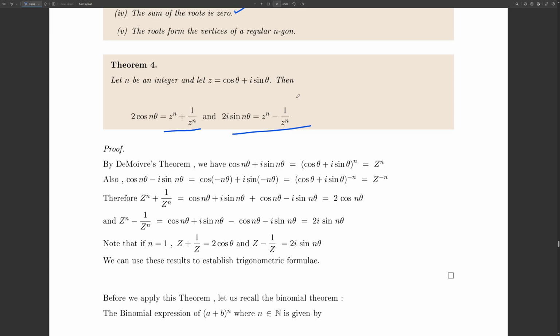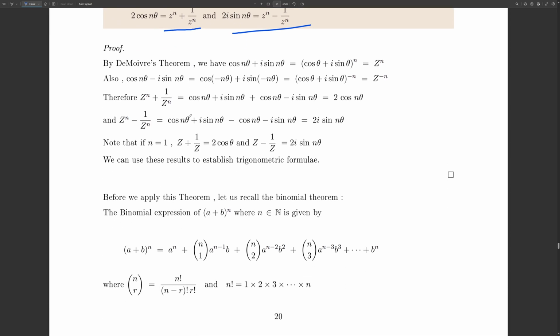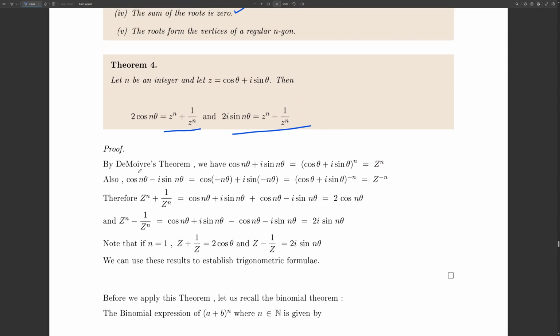While that is important and very short, what we need to do is be able to use this to solve some interesting questions. So we can just briefly look at the proof here. We use the Morse theorem here in order to show that we have cos n theta plus i sine n theta is equal to this, just as before.